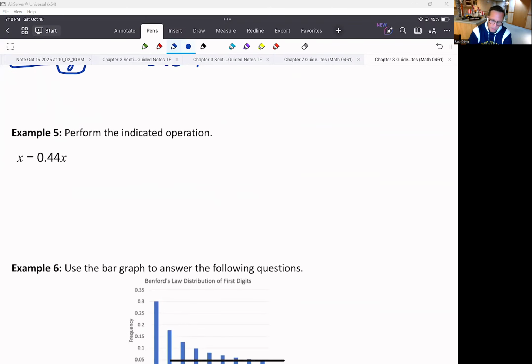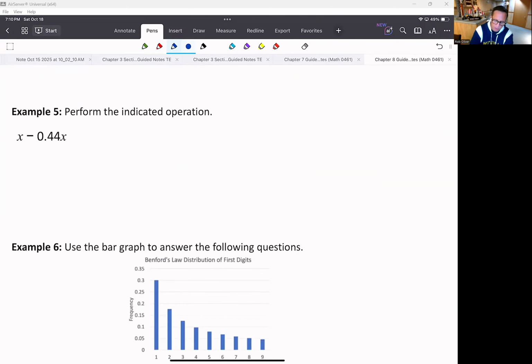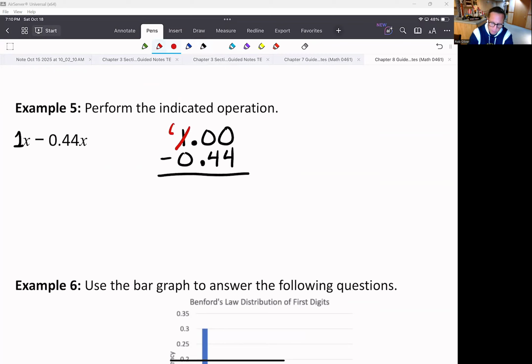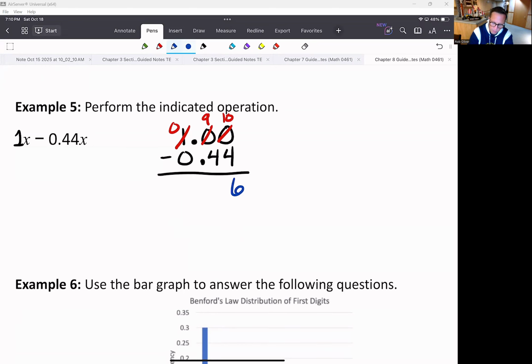All right. Perform the indicated operation. We're still doing the same thing. Now in this one right here, think of this as 1x, right? So we're going to do 1, and I'm going to put 2 zeros after the decimal, minus 0.44. Again, you cannot do that, so we've got to borrow. So this becomes 0, this becomes a 9, and this becomes 10. So 10 minus 4 is 6, 9 minus 4 is 5, and that's a 0. And then I'm going to tack on the x after the 6.